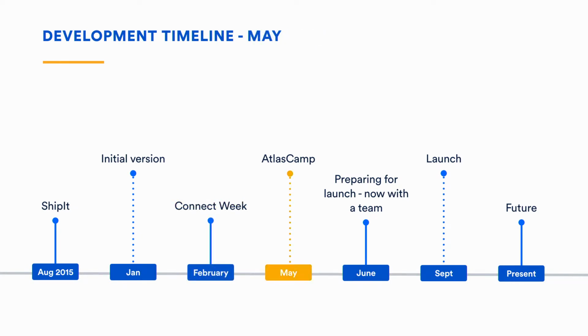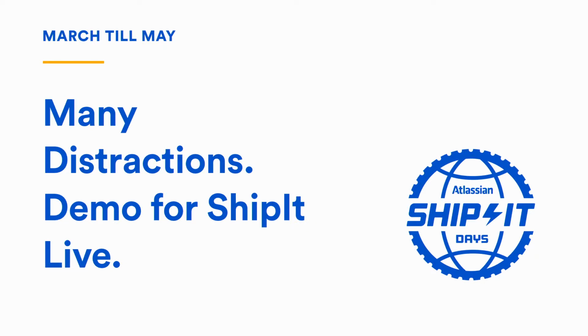The next part was May, AtlasCamp, which we're all at now. We wanted to ship at AtlasCamp, but we weren't able to. There were a couple of things, many distractions. There were 3 things we really valued, and they were features, time, and quality. We just needed the feature set, and then ship it. So John, do you want to say something about that?